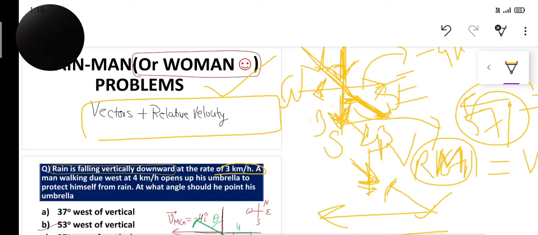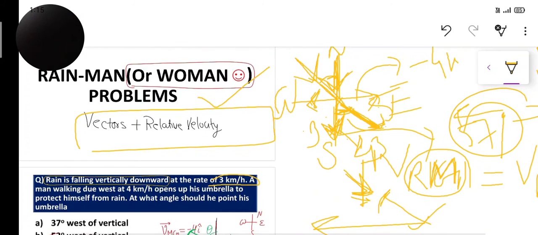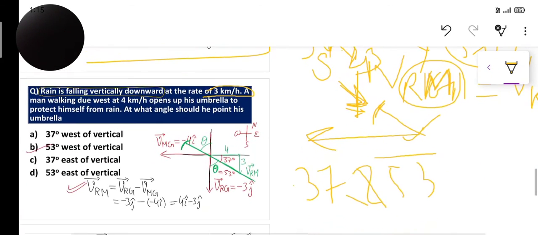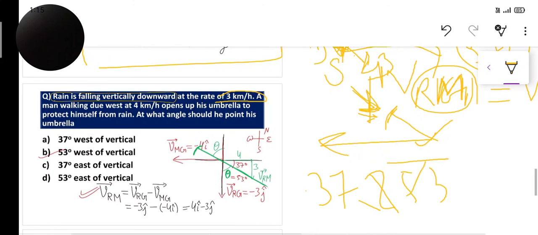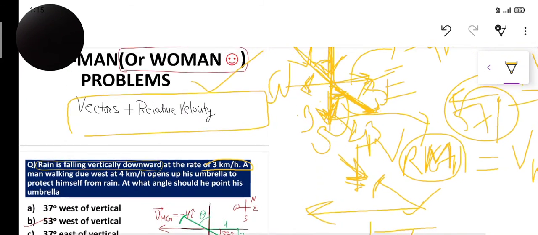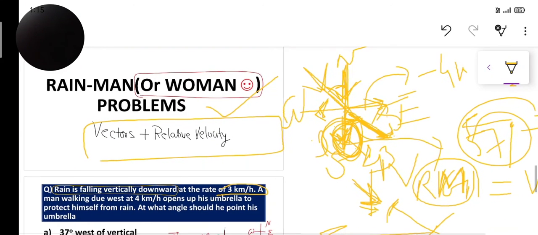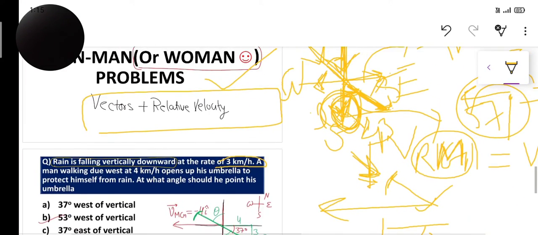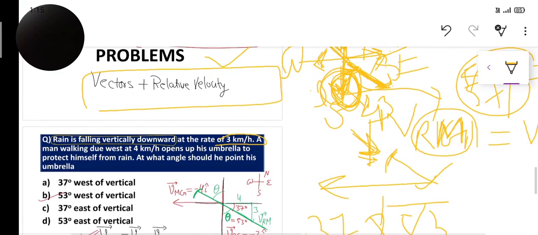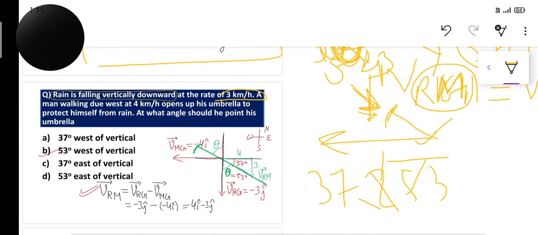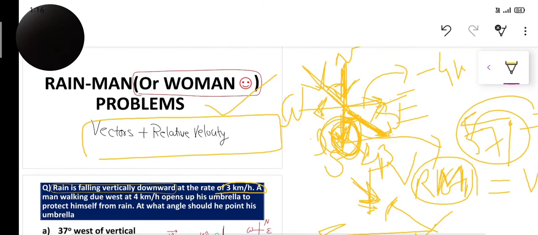So at what angle? 53 degrees east of south, or 53 degrees east of vertical. Wait, no, I'm saying it here also, east of vertical, or 53 degrees east of south.